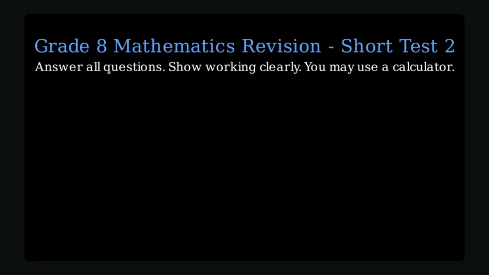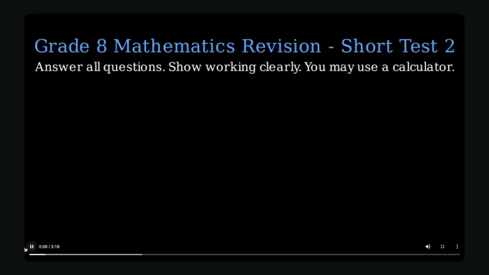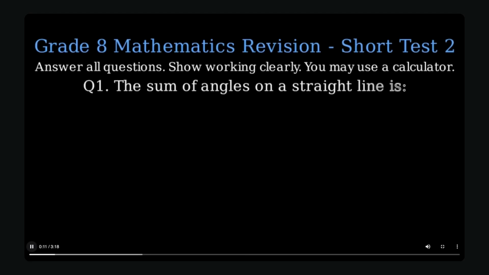Test 2. We will read each question, build an intuitive picture, and then solve it step by step. Section A. Multiple choice. Question 1. The sum of angles on a straight line is blank degrees.